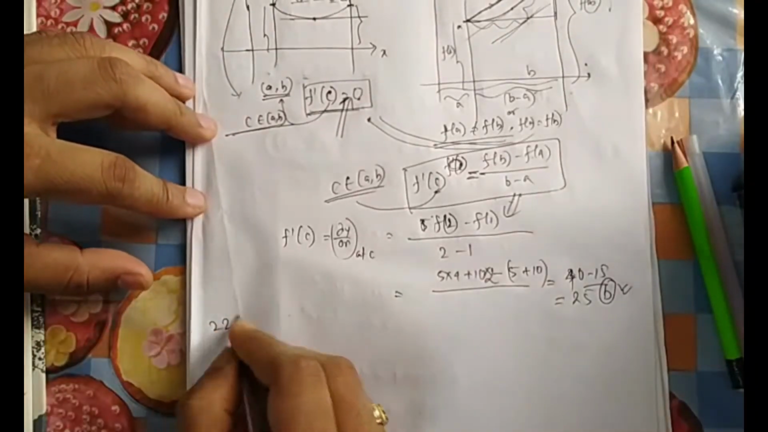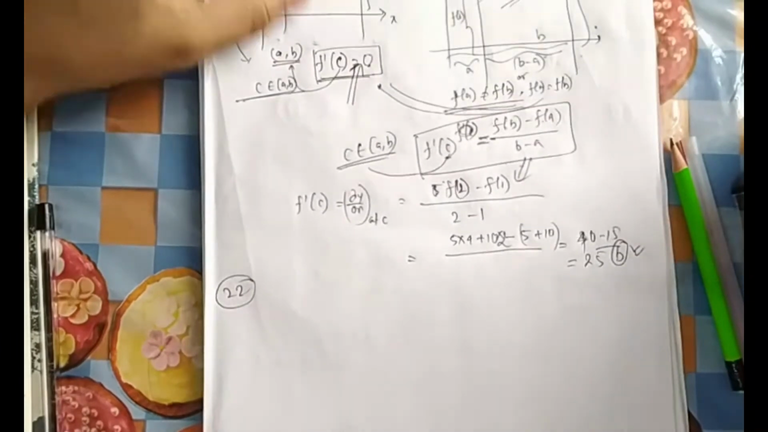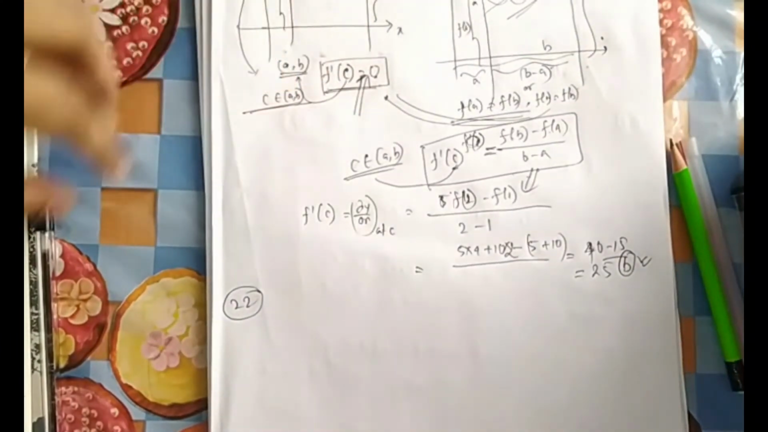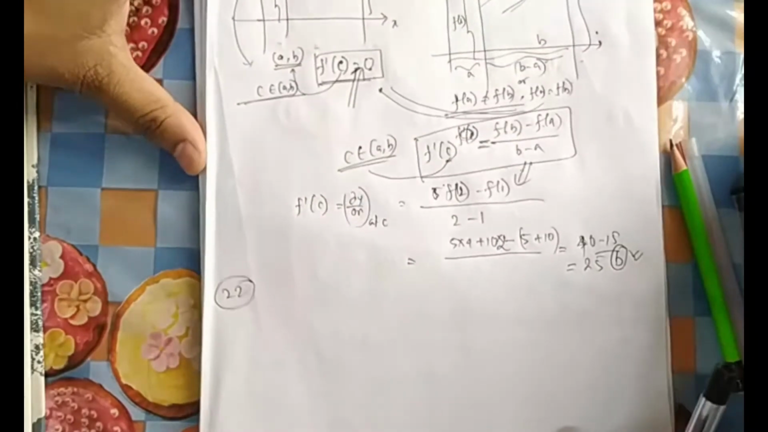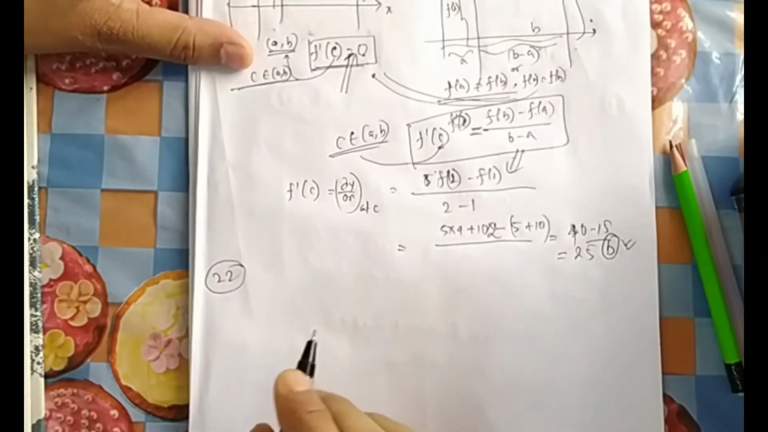Okay, then next is 22. So always try to understand the geometrical meaning of the theory, then the theorem. Then you can easily remember it. That will be helpful. I always recommend that.